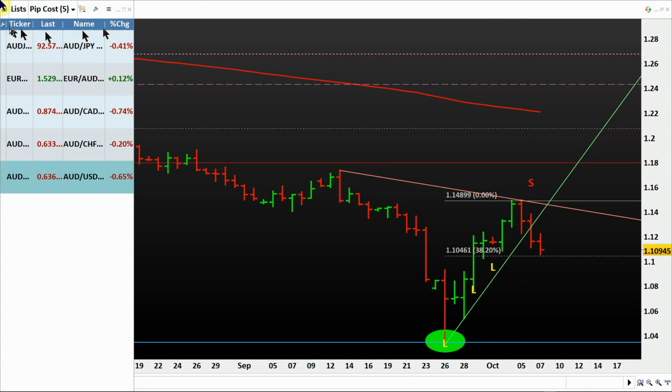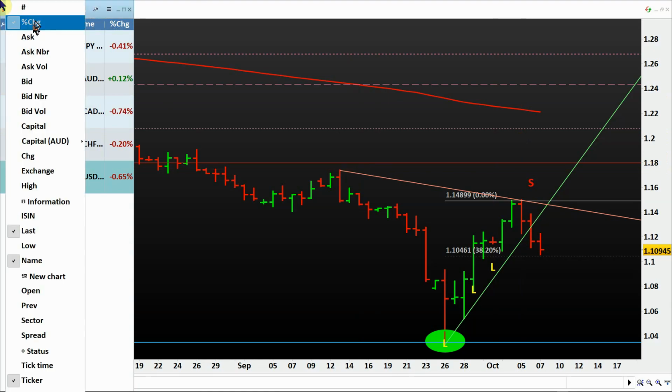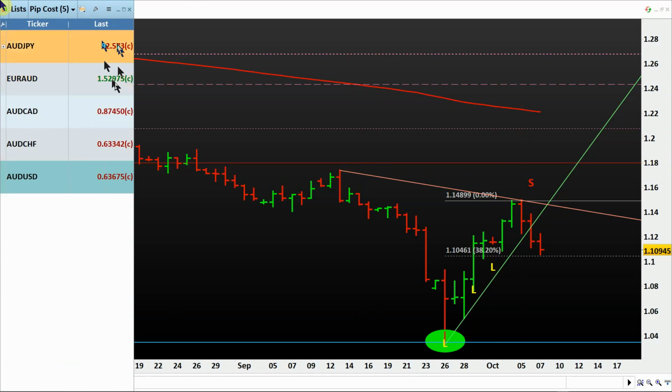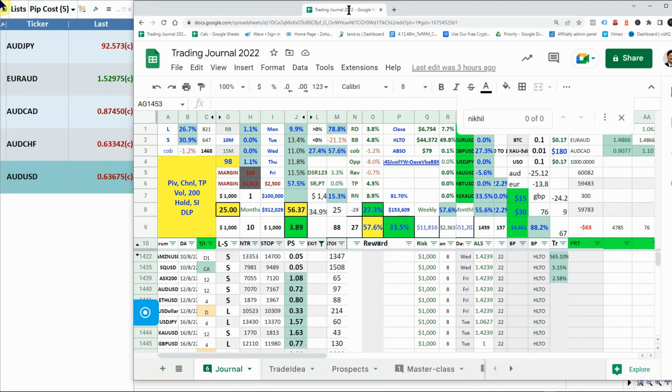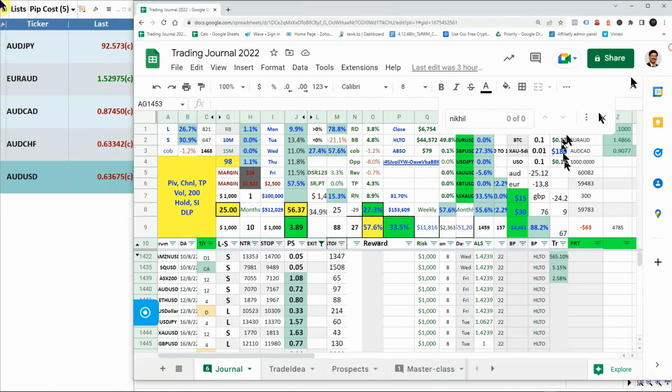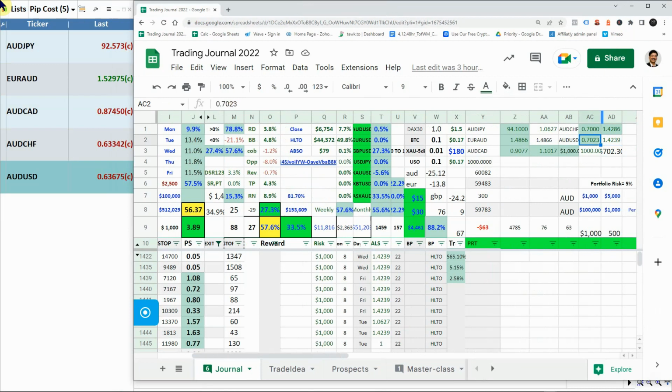Percentage change is not required, so click on the spanner and take off the percentage change. Name is not required, just the ticker, and the ticker means the symbol and the last price. Alright, so what do I do with this? As we know, for pip cost calculation, we have to go to our trade journal and then update the pip cost here. So we are updating the pip cost every week.